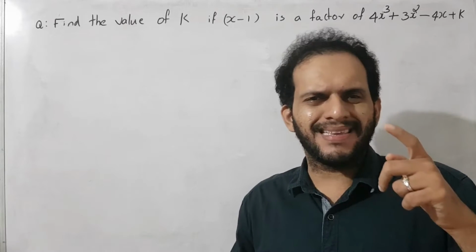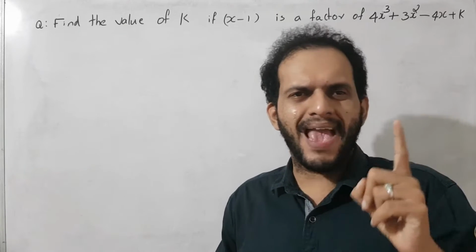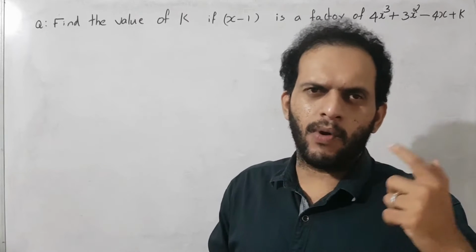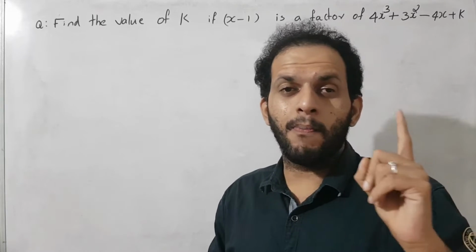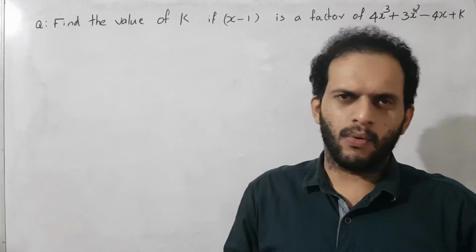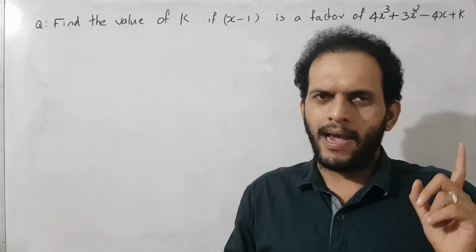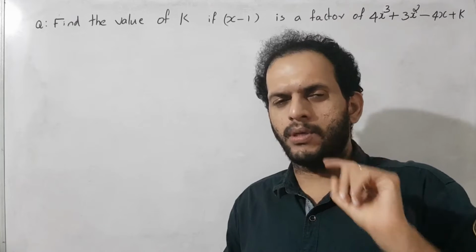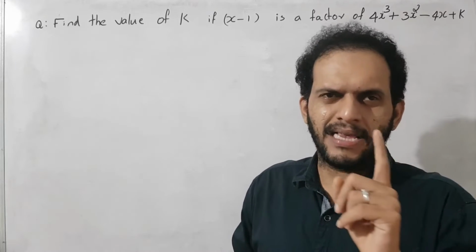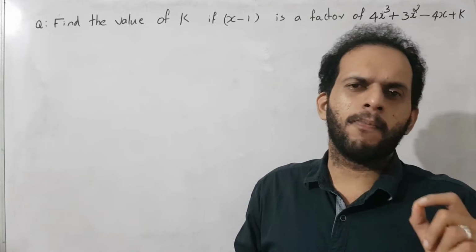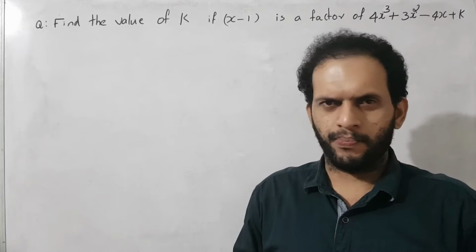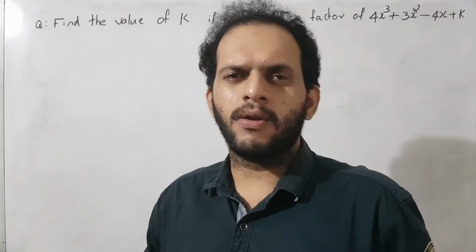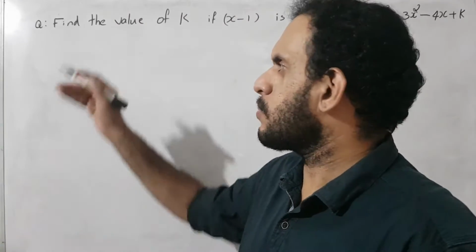If x minus a is a factor, p of a is equal to 0. If x plus a is a factor, then what is equal to 0? p of minus a is equal to 0. Okay? x minus a is a factor, then p of a is equal to 0. x plus a is a factor of p of x, p of minus a is equal to 0. Clear? Then here we apply this idea and we do the question like this.